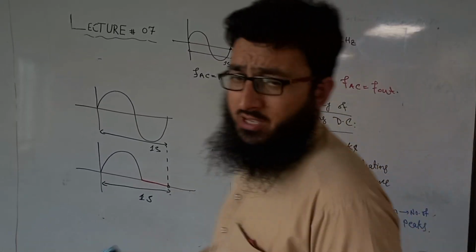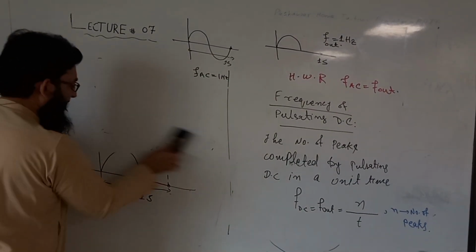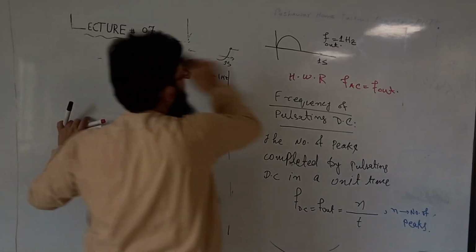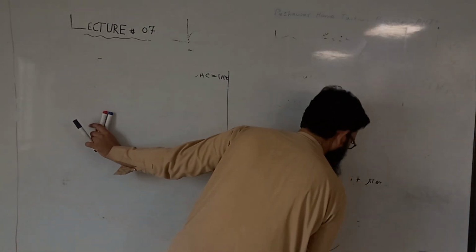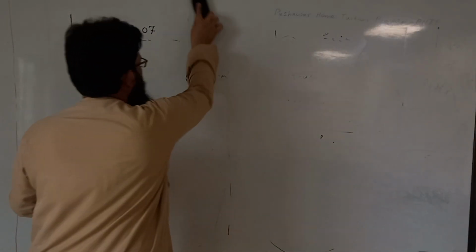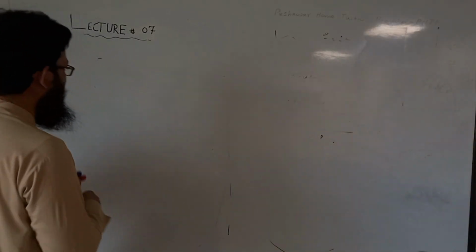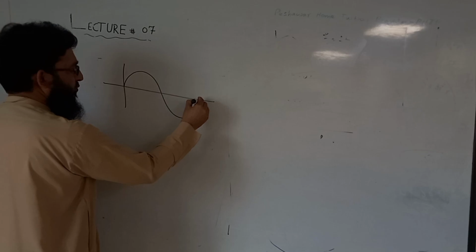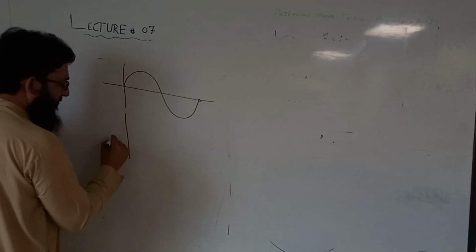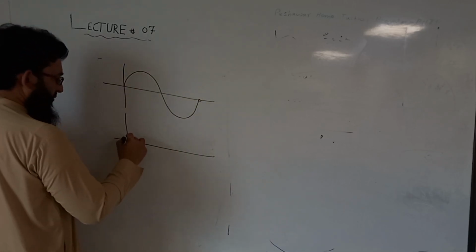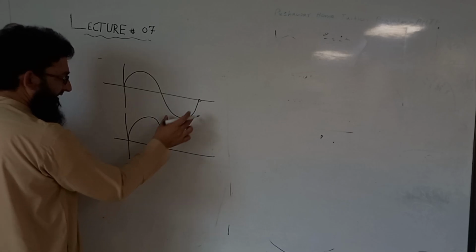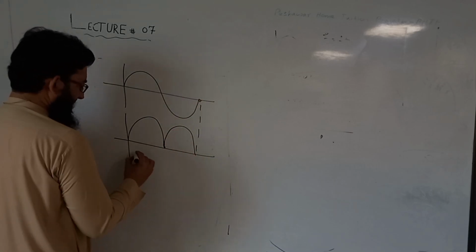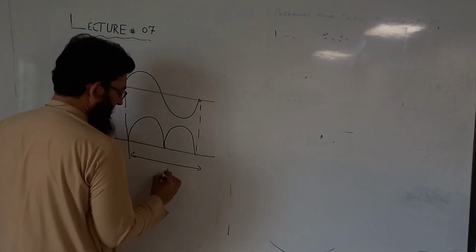Now dear students, we are going to discuss the frequency of the full wave rectifier. That is, for AC, if in 1 second there is 1 cycle, then in the full wave rectifier this positive remains positive and this negative will become positive as well. So from here to here, how much is the time? The time is 1 second.